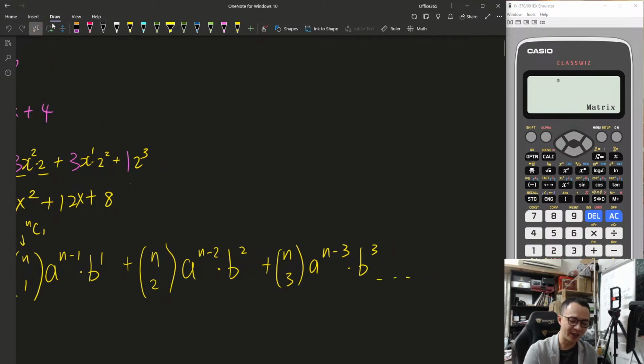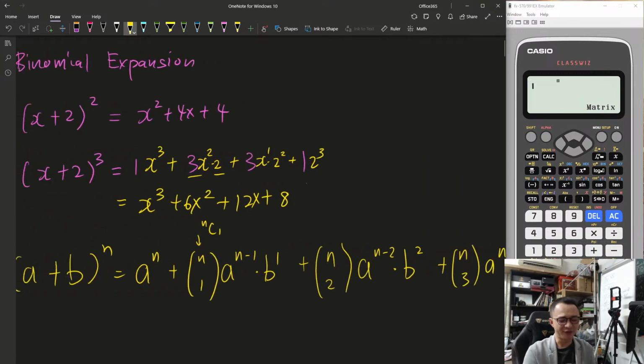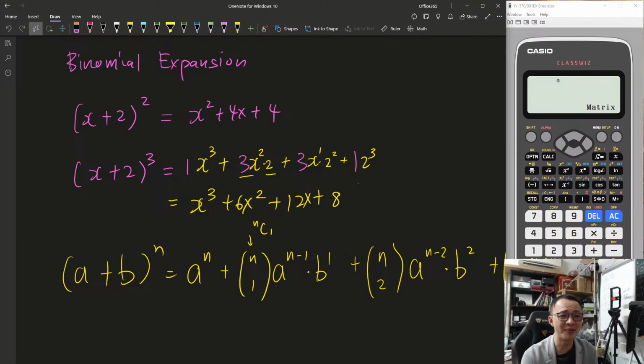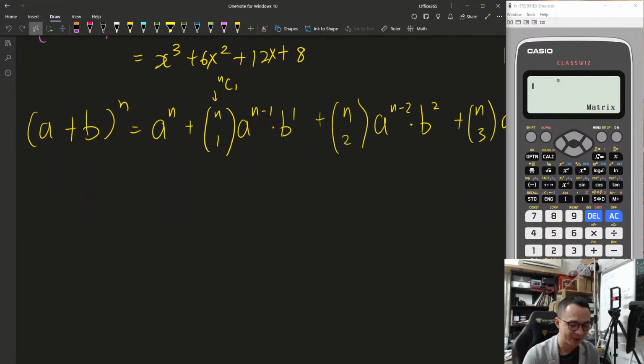The last one you will get plus b power of n. Okay, this formula will be given in your exam paper, but you need to know how to use it. This is something important.